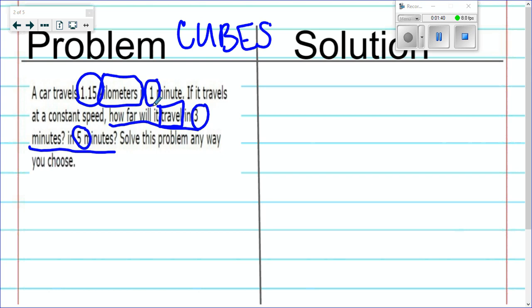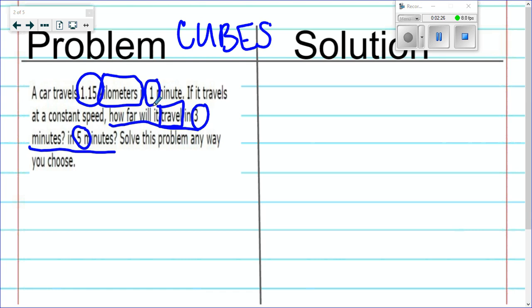We also want to kind of visualize and evaluate the problem so we really understand. So we're in a car. We don't always talk about kilometers in our country, but sometimes we talk about miles per hour, but kilometers is just another way to measure using the metric system. So we're traveling in our car. We go 1 and 1500 kilometers in 1 minute. We need to know how far we'll travel in 3 minutes in kilometers and how far we'll travel in 5 minutes in kilometers. At this time, you'll go ahead and press pause. Solve this problem any way you choose, and when you're ready, you can see how I solved it, and I'll show you some other examples as well.